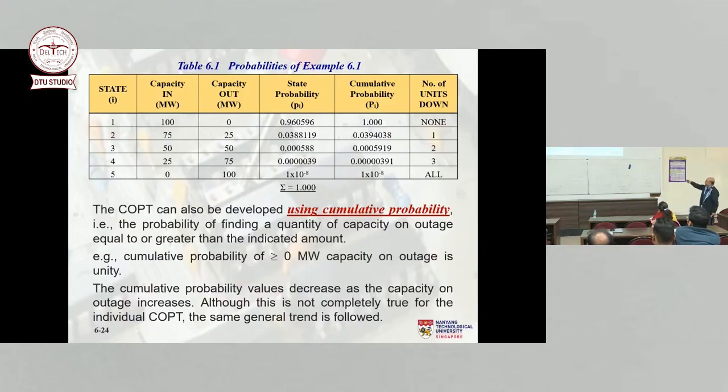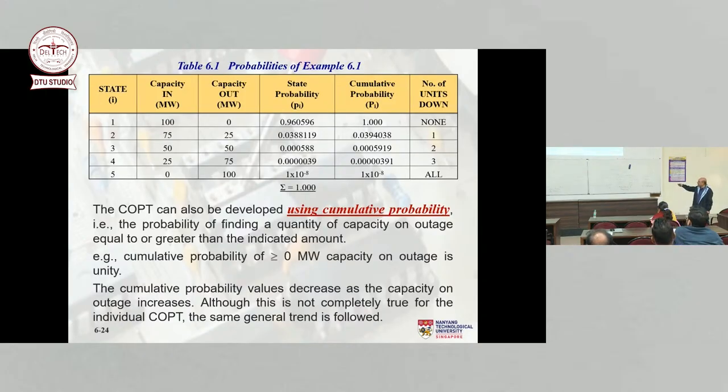Oh, actually it's right here. Cumulative probability is written as uppercase P. State probability is written as lowercase p. Please see clearly, okay? So what do I mean by cumulative probability? Is the capacity on outage equal to or greater than the indicated amount. Equal to or greater.